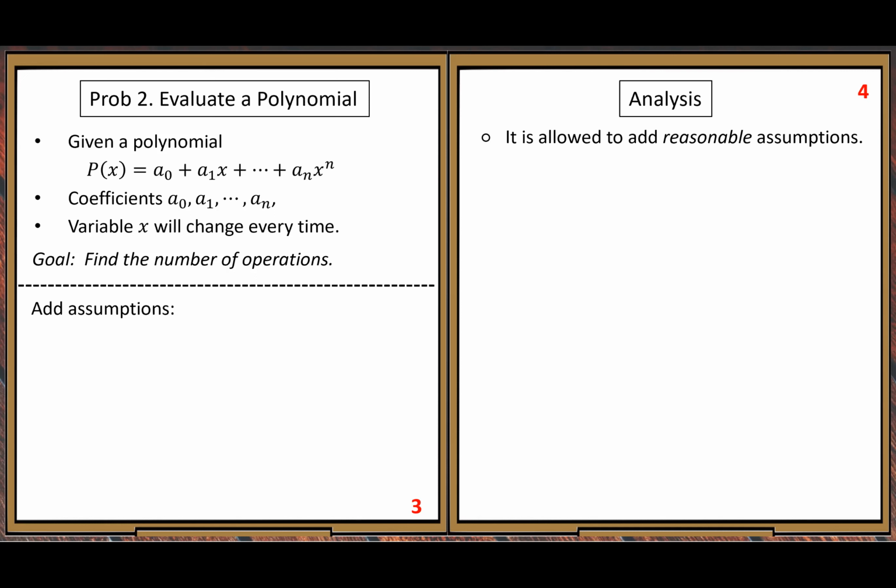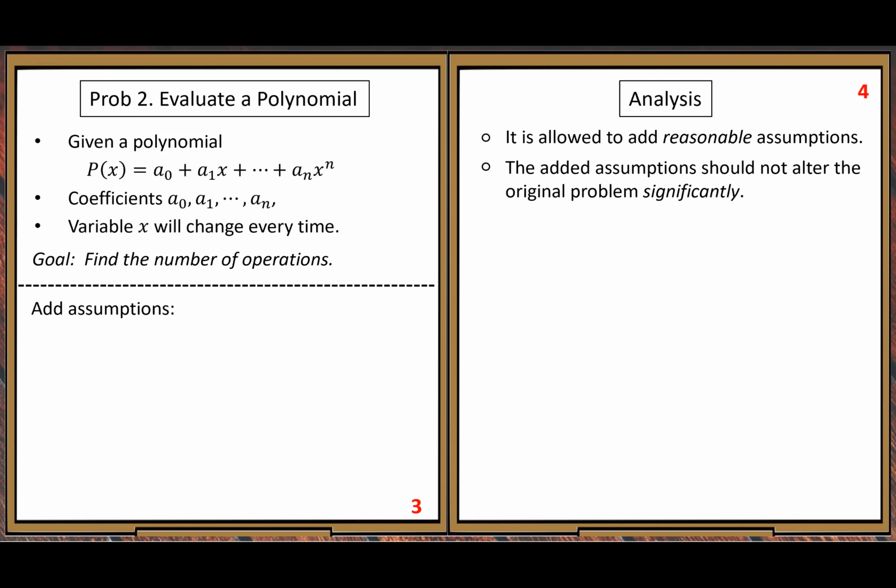So we want to equalize, because here we have to compare. We want to equalize two different things, addition and multiplication, in a certain reasonable way. Reasonable, then we can count them together. That's the assumption we need to make here, a reasonable assumption.